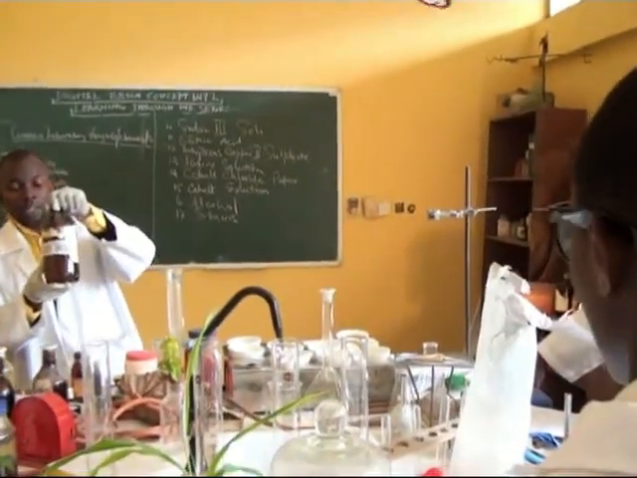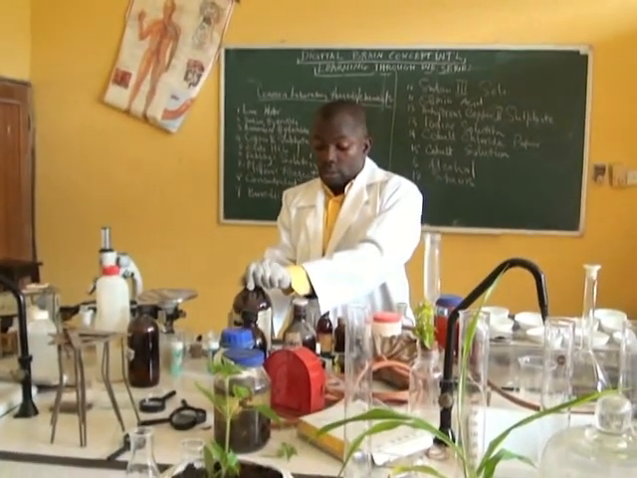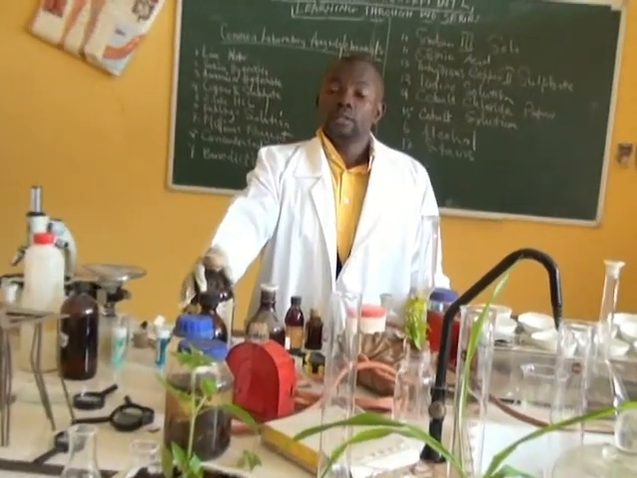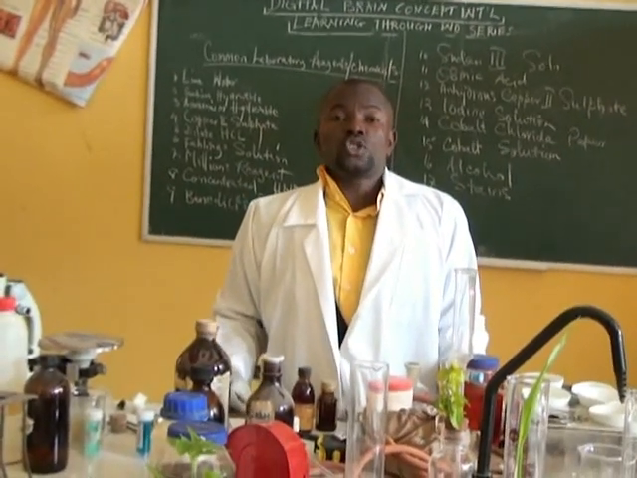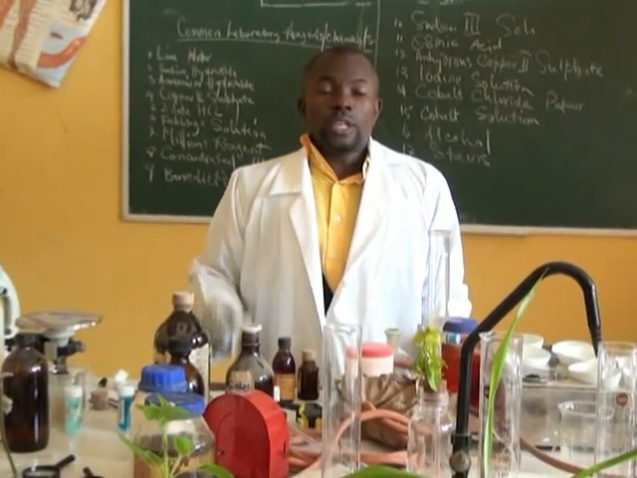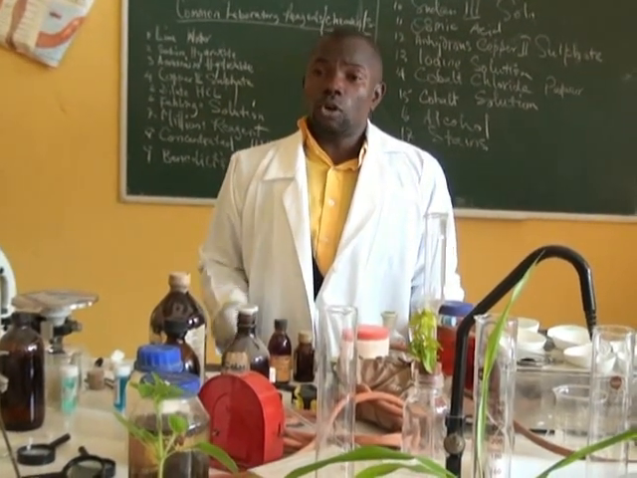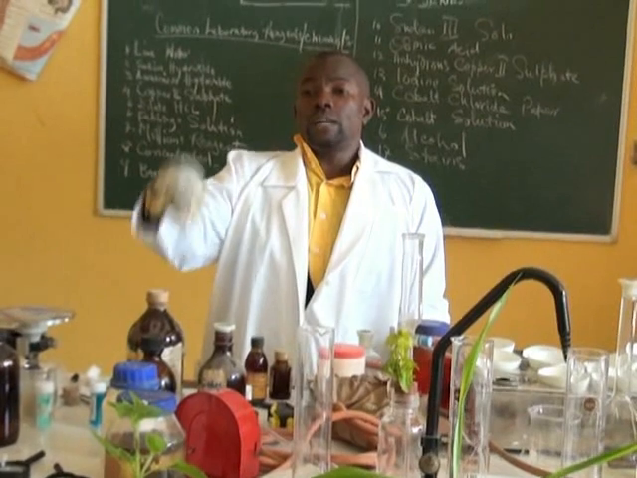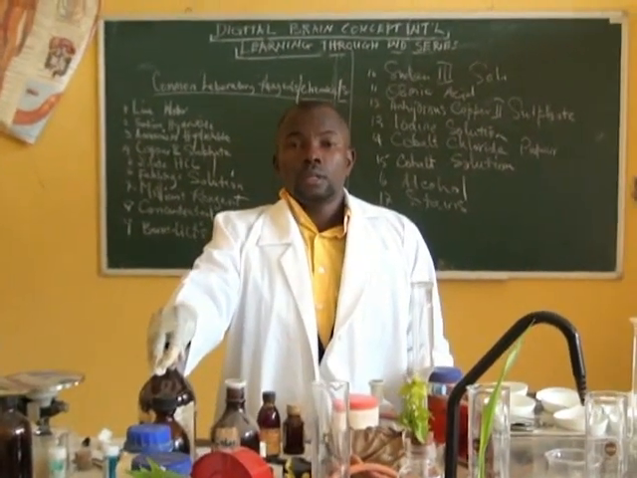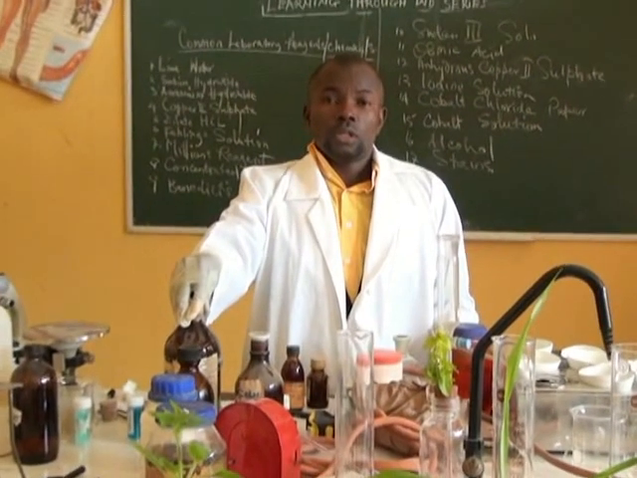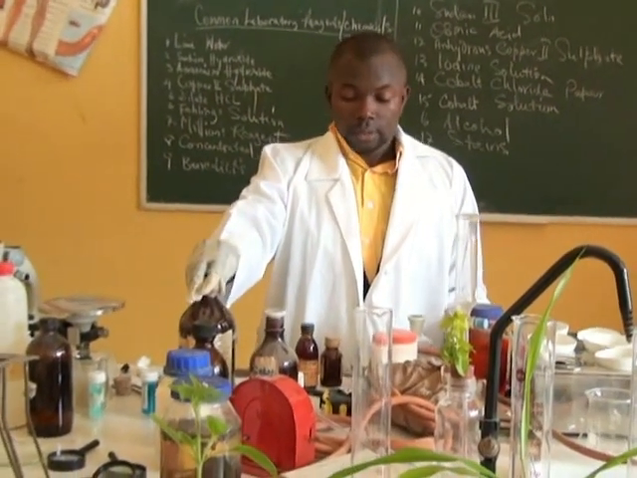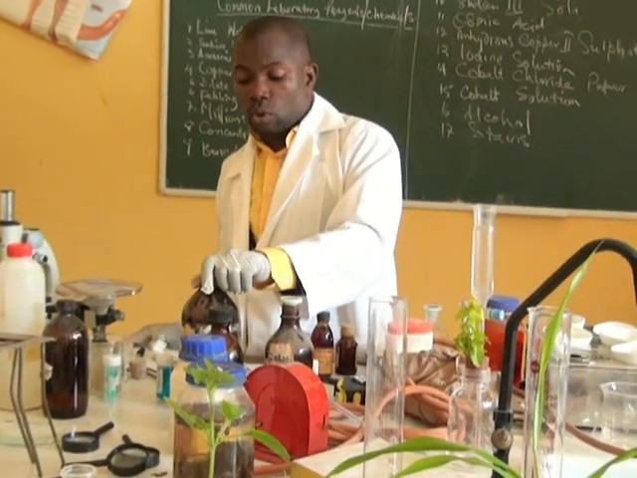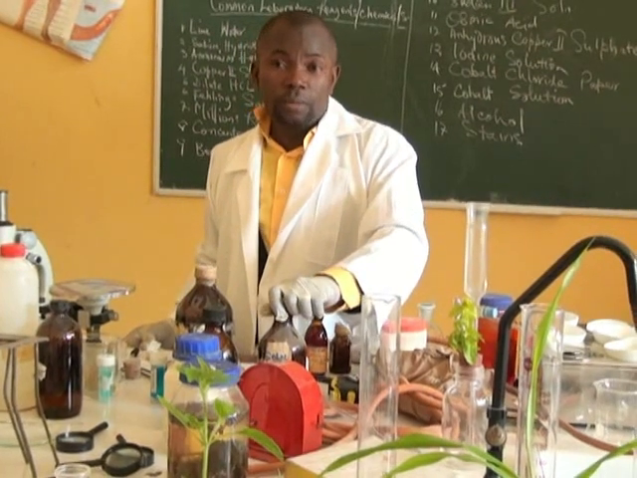So the lime water is a chemical we use to test for the presence of carbon dioxide, or carbon (IV) oxide. During experiments on respiration, carbon dioxide is usually released, and this carbon (IV) oxide can be detected using lime water, because when the carbon (IV) oxide passes through the lime water, it turns milky, and the milky color is an indication of the presence of the carbon (IV) oxide. So lime water is very important. We also use lime water in soil experiments.